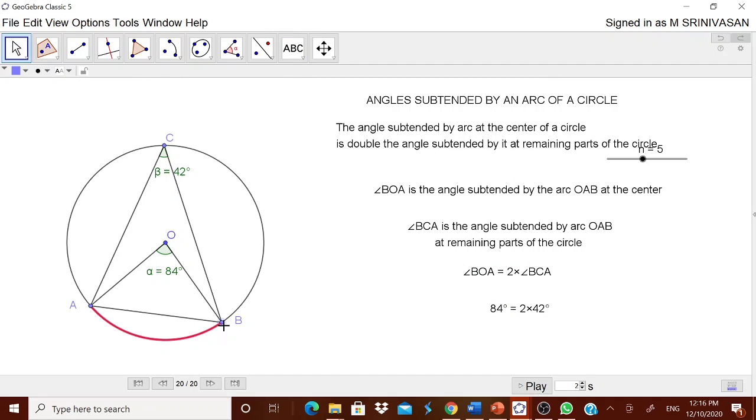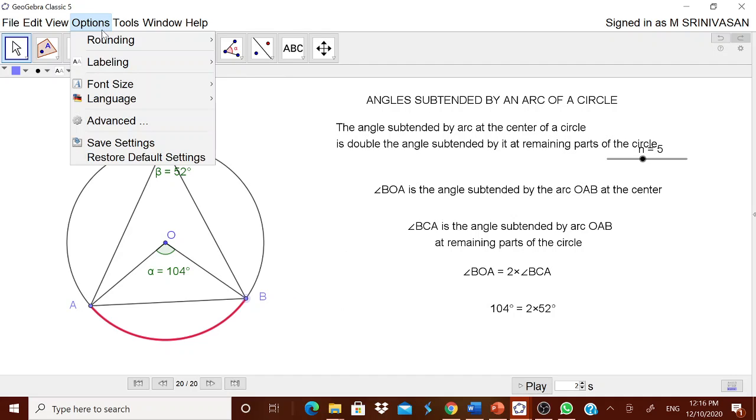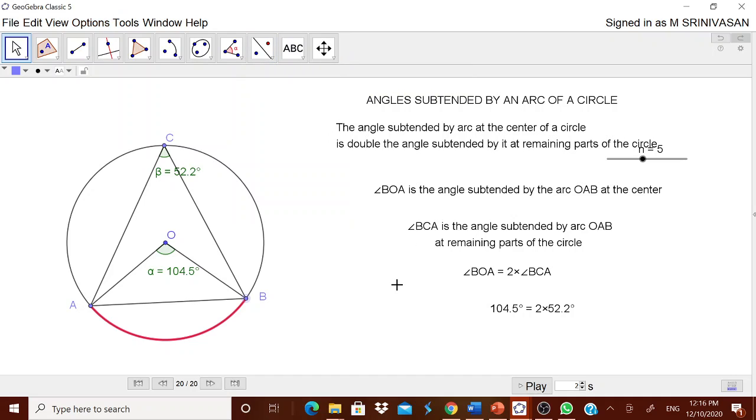For example, you see now 42, 2 times 42 is 84. So there won't be any problem. But you see 53 into 2 is not 107. You should be a little bit careful. You see now it is okay. Like that, whenever you are putting it, otherwise you can go to the options and round off to 1 decimal place also. It is also possible. Here also it is not coming properly. 52.2 multiplied by 2 should be 104.4, but it is not. Be careful. This is doing approximation.